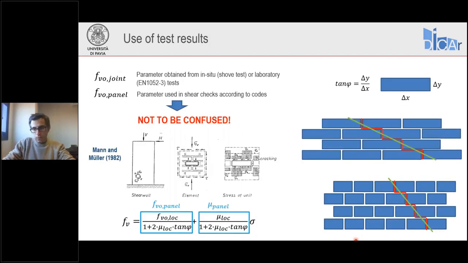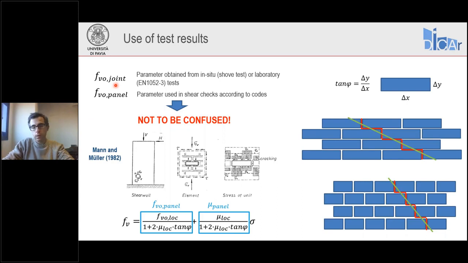Now, what I would like to stress here is the fact that not in all cases the parameters that you are getting from in-situ tests or from lab tests are the parameters that you have to use in the structural analysis. For example, if we consider the initial shear strength Fv0, the tests that we were mentioning before allow you to obtain information on the strength of the joint.